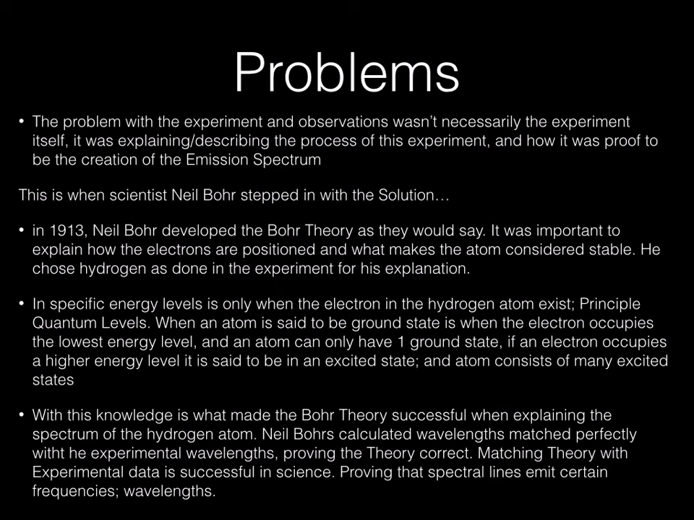The electron in the hydrogen atom exists only in specific energy levels, the principal quantum levels. An atom is said to be in the ground state when the electron occupies the lowest energy level, and an atom can only have one ground state. If an electron occupies a higher energy level, it is said to be in an excited state. An atom consists of many excited states.